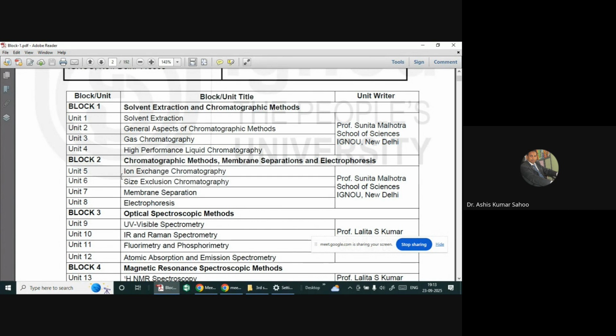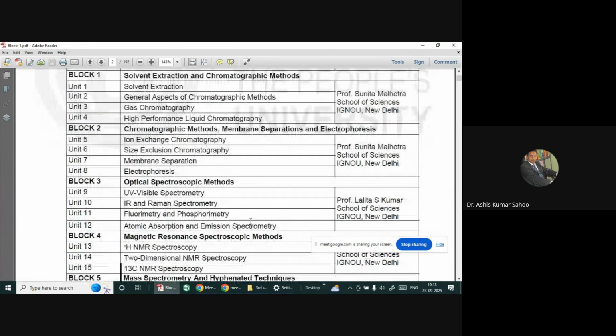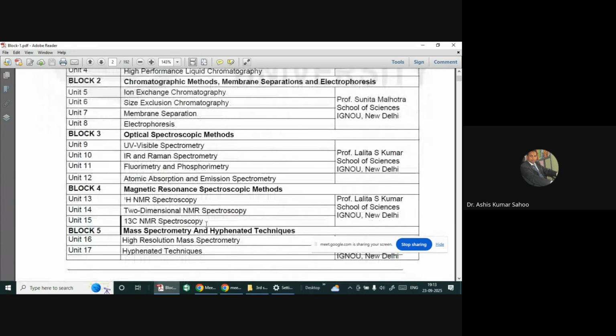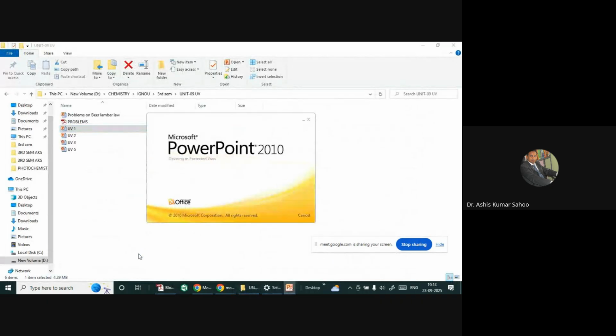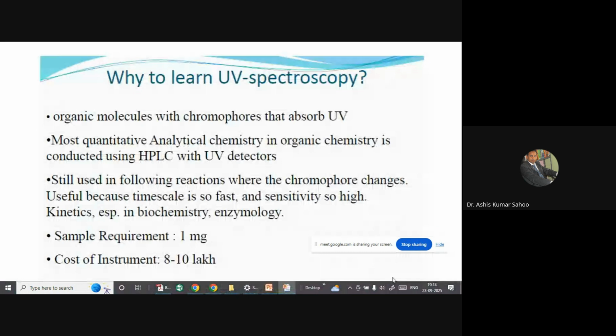First we will study the UV spectroscopy method. So let's start with UV. These include spectroscopy, chromatography, atomic and emission spectroscopy, proton NMR, two-dimensional NMR, and mass spectroscopy. So first of all, I will study the first spectroscopic technique, that is UV visible spectroscopy. So, the UV visible spectroscopy technique.